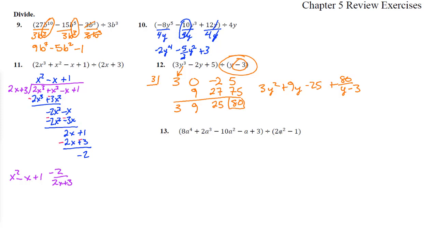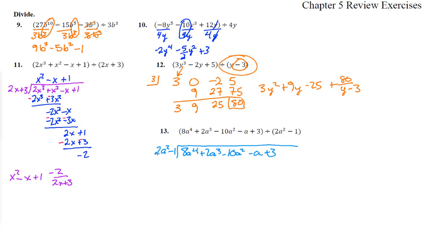This is a polynomial being divided by, over here, a binomial. So we have to do it long, and it's not able to be done by synthetic division. So we have to do this one the long way. 2a squared minus 1 goes into 8a to the 4th plus 2a cubed minus 10a squared minus a plus 3. Whew, this is going to be a long one. All right, let's do it.